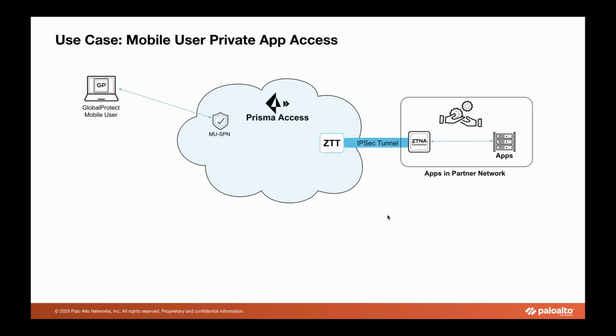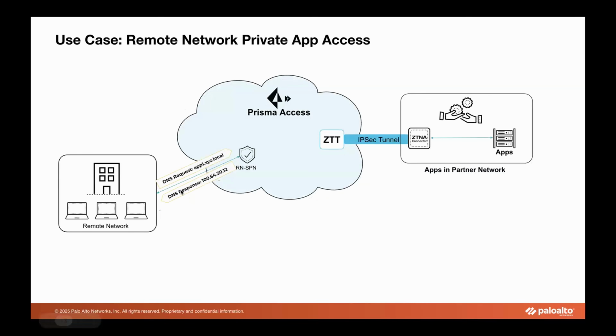And as I said, these are simple scenarios where you can use a GlobalProtect client as a mobile user, and you can access private applications. You can use a remote network where you have a branch device connecting into your Prisma Access, and you have some remote network devices which are using that branch device to connect to Prisma Access. They can access the private applications behind ZTNA connector.